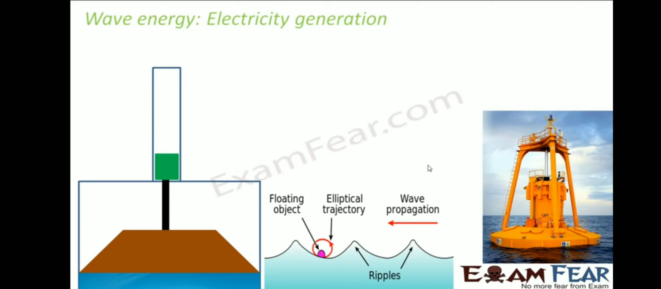In this, you have a setup of this kind. Since in this case we are utilizing the kinetic energy, the entire setup is done in the middle of the sea, because you have good kinetic energy of the waves there, right? Now what happens? This is how the waves actually take place. These are actually small ripples. When you have some floating object, how does that object move? That object keeps moving in an elliptical trajectory.